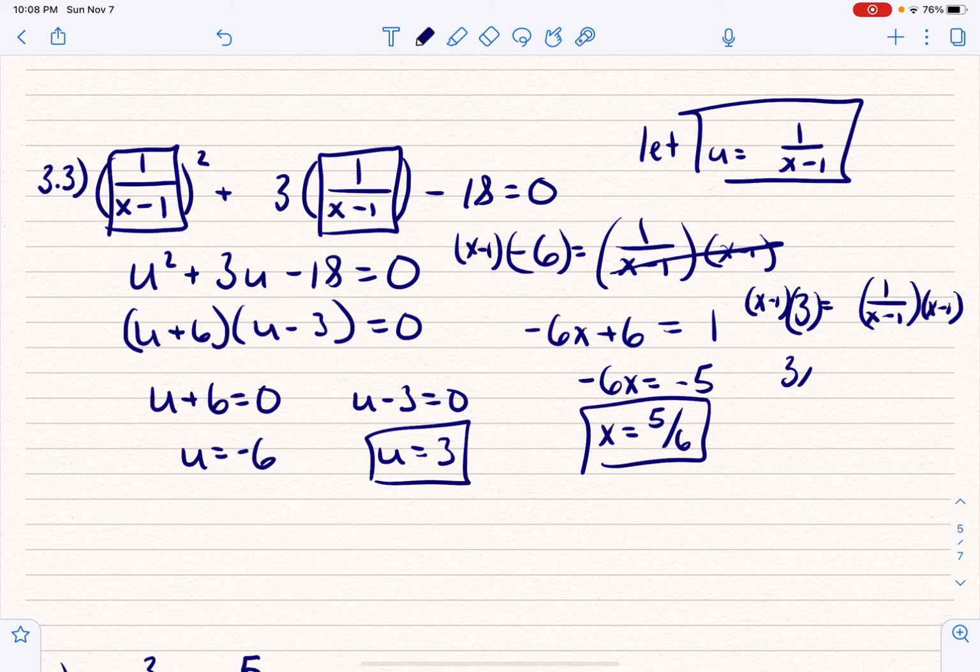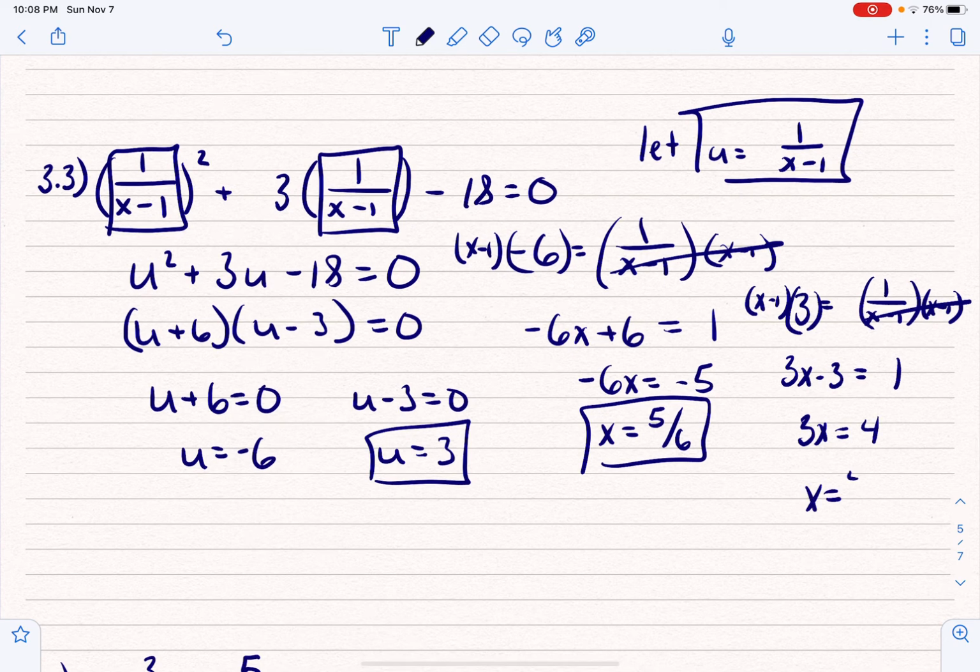Distribute over there, we get 3x minus 3 is equal to, these cancel out, 1. Add 3 to both sides, we get 3x is equal to 4. Divide by 3, and x is equal to 4 thirds. All right, and that's what I have.